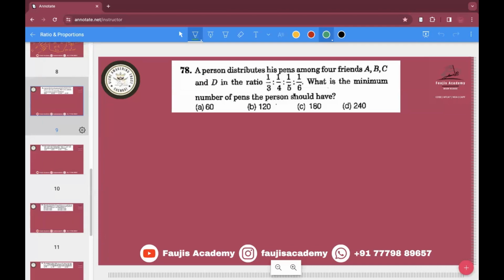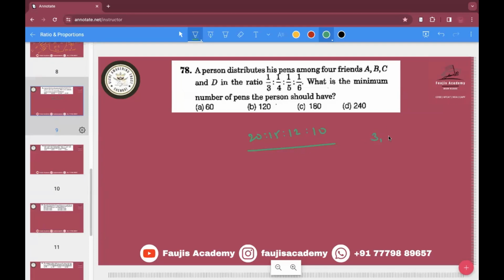Because the newly found ratio was 20:15:12:10. If the minimum number given in the option is not a multiple of 10, then we should go to the next least multiple of 10, right, sir? Yeah, that is one way to think about it as well.